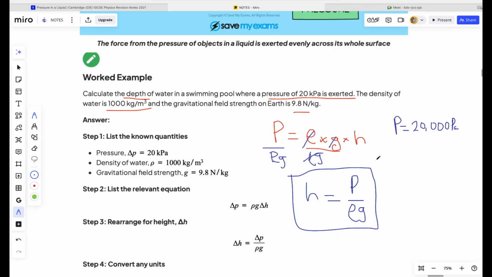Now we have the density of the water, which is 1,000 kilogram per meter cube. This is the density. So we write the values out, and then we will substitute the values into the formula.